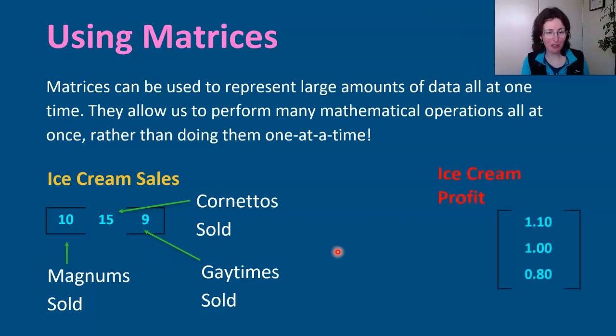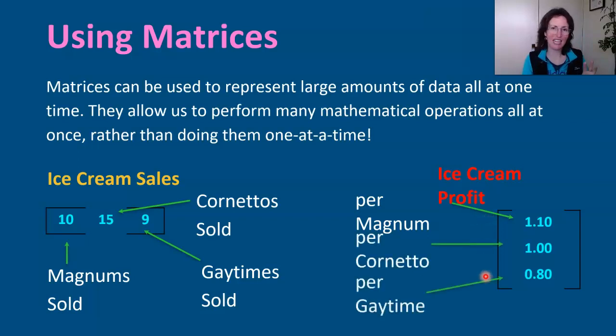Now what about the profit for these? Imagining these in dollars, $1.10, $1.80. What's the order of that matrix? How many rows? 3 by 1. And so this is the profit per Magnum in the first position, then the Cornettos, and then the Gaytime. So you can sort of see how the elements correspond, like the first position in each of those.